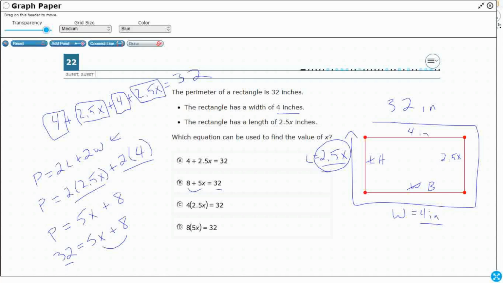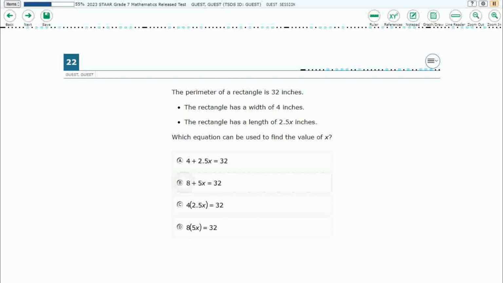This other one just adds one length and one width. It doesn't double it. This one multiplies the length and width. That's going to get you area. And this one doubles it, but then it multiplies it, so that's going to actually get you double the area. So neither of those work. Our answer here is going to be B: 8 plus 5x equals 32.